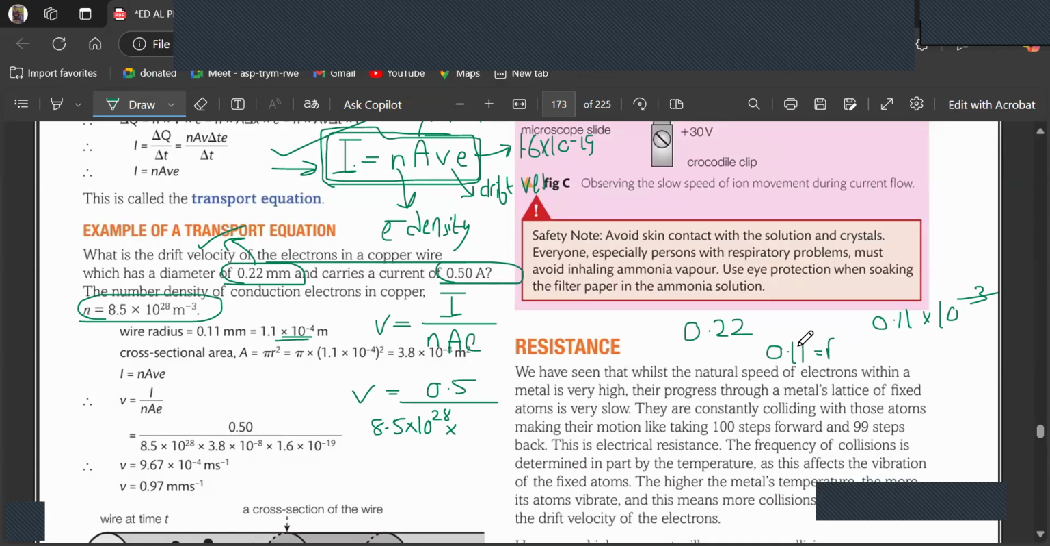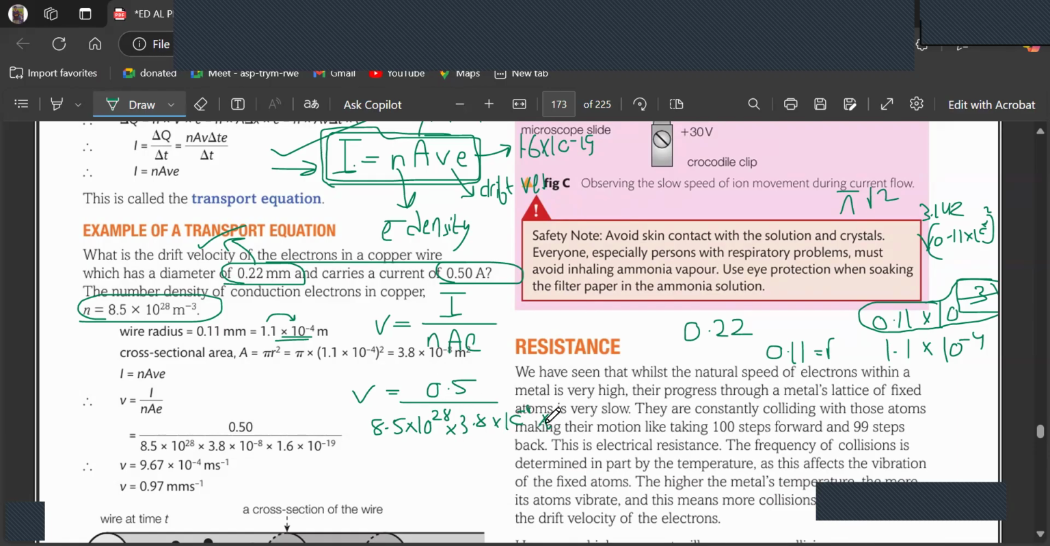That's 1.1 into 10 to the power minus 4. You can write it that way. It's the same thing, but don't confuse yourself. Just write 0.11 into 10 to the power minus 3. So now you can calculate the area by pi r squared, right? Pi is 3.142 multiplied by (0.11 into 10 to the power minus 3) whole squared. That gives about 3.8 times 10 to the power minus 8. Good. So this is the area.